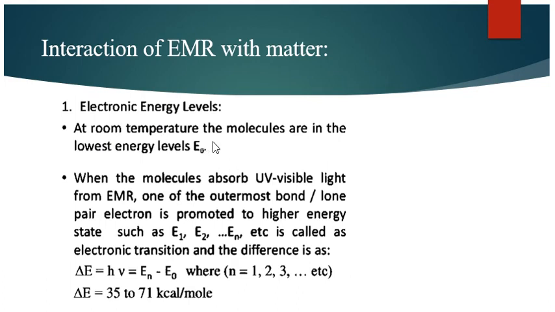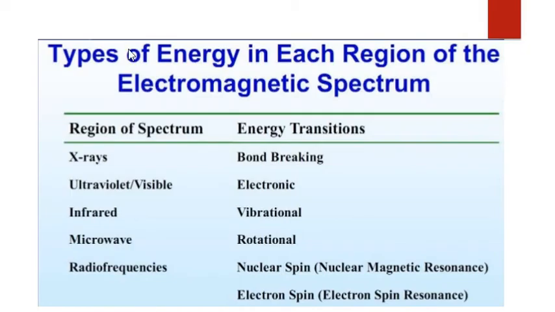We know that at room temperature the molecules are at their lowest energy levels, also termed as ground state energy levels. When these are exposed to UV visible radiations, the electrons are promoted to higher energy level, and these are called electronic transitions. Depending upon the energy of the radiation falling on the matter or the solvent, the transitions may be electronic, vibrational, and rotational.